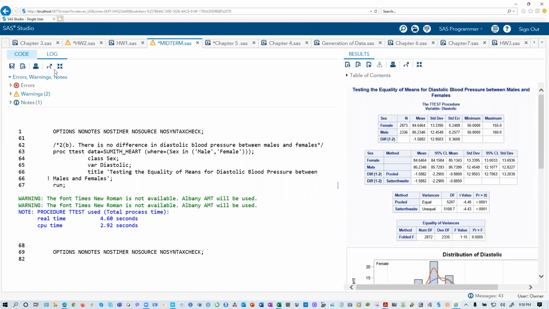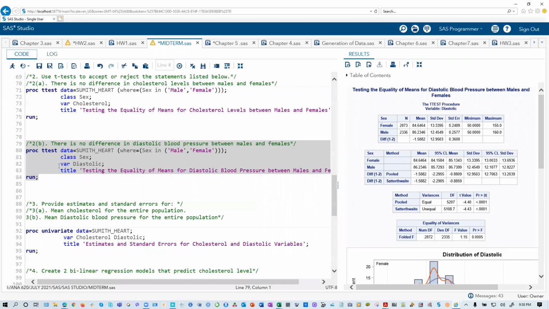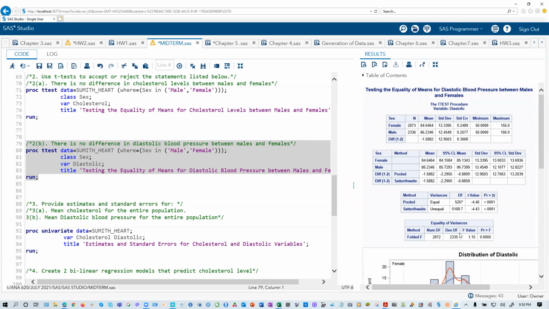That means you're going to reject H naught and say that the diastolic blood pressure between males and females is not the same. They're not the same. See, the diastolic blood pressures are not the same. So you check this one first.